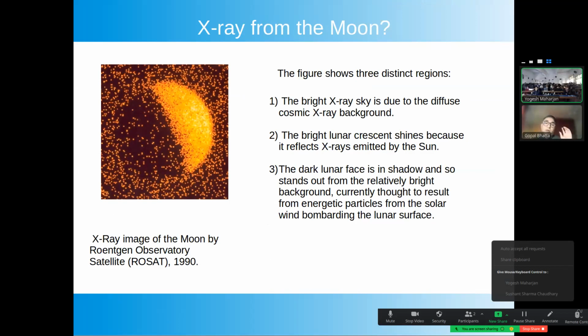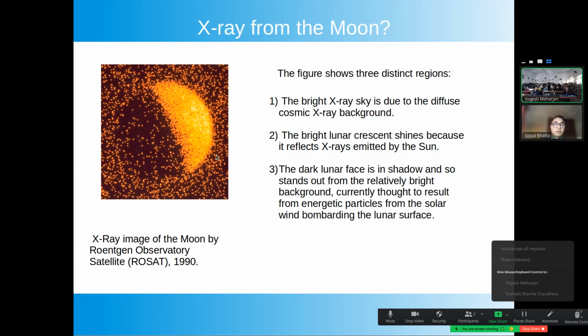And they also looked at the moon. This is what you see when you look at the moon through an X-ray telescope. There are three distinct things you can see. The first is the diffuse X-ray background, something like the CMB, the cosmic microwave background, meaning an all-pervading diffuse X-ray background, and that's what you want to see. The other is the bright side of the moon, which is lit by the sun.